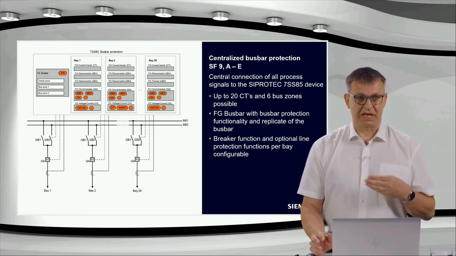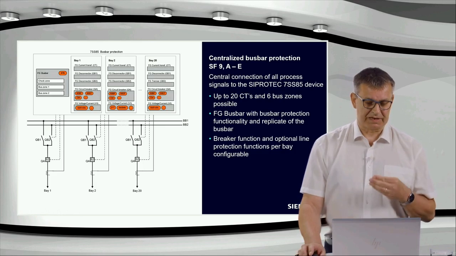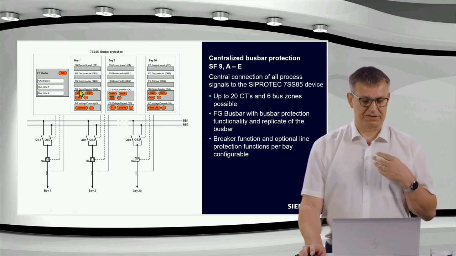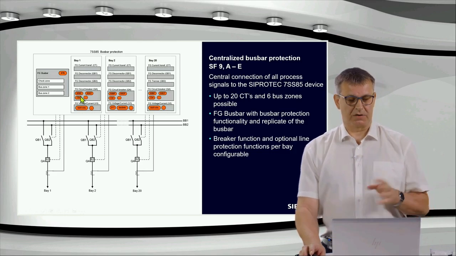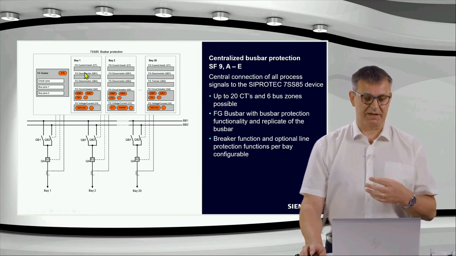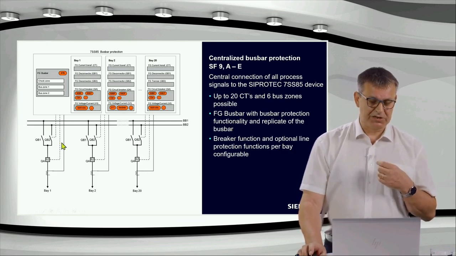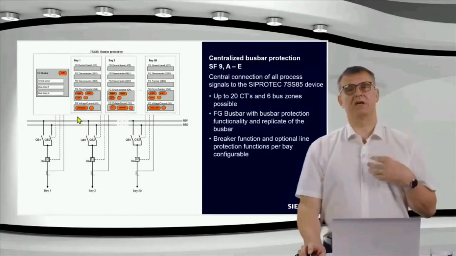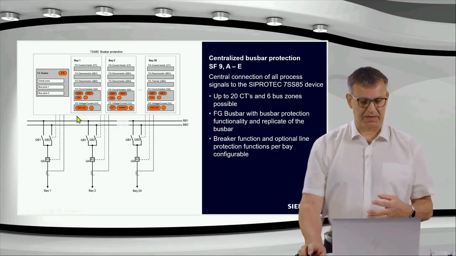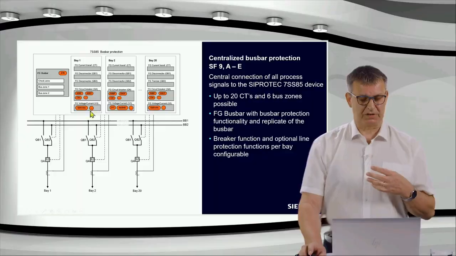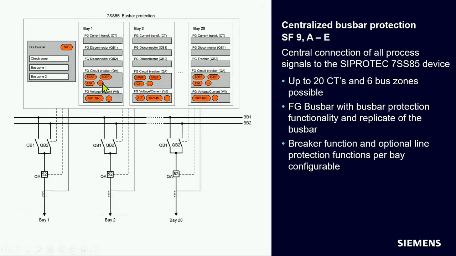Optionally, we can have a circuit breaker protection functionality, which will be located in the function group circuit breaker. Let's start: we have one big function group, one container. We call it the bay, for each primary bay, for each feeder bay, and also a bay for a coupler bay. Inside each of these bays, we have a function group for the current transformer, for each disconnector, and a function group for the circuit breaker.